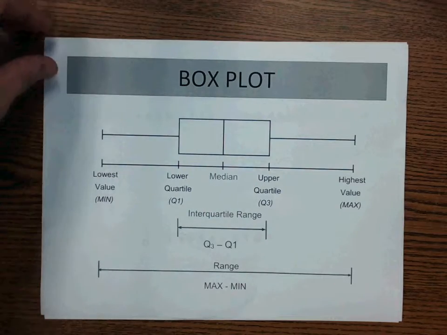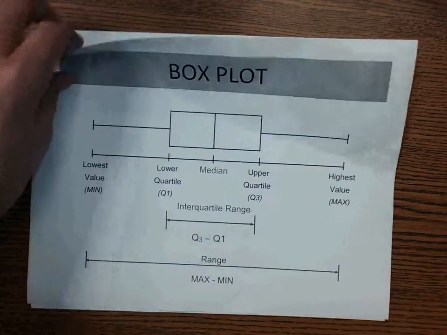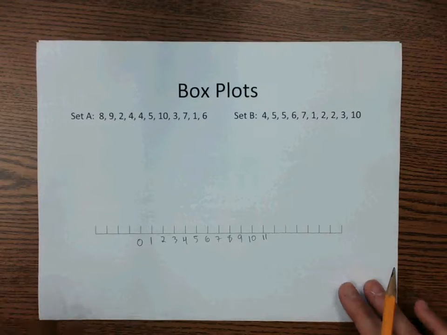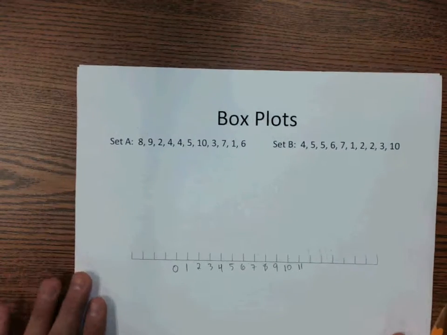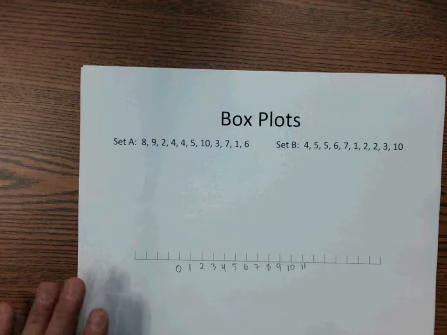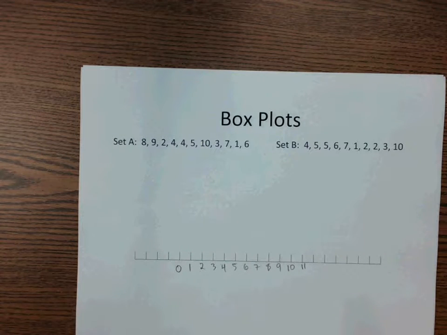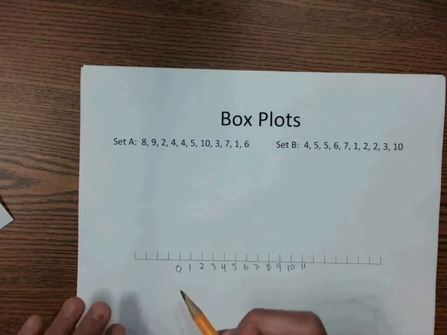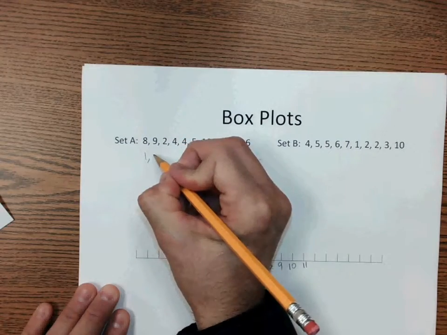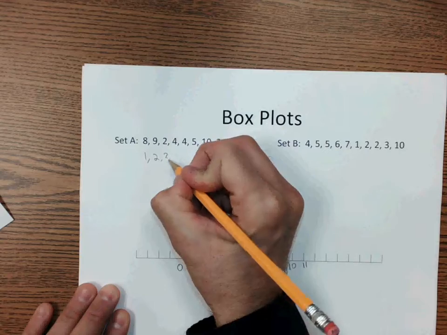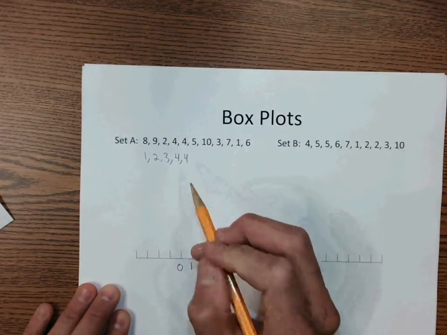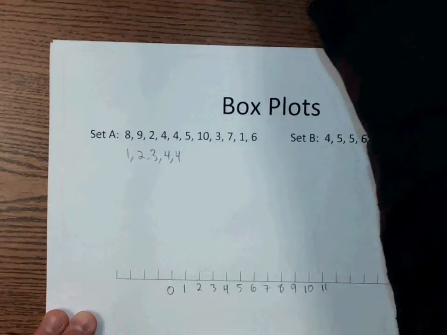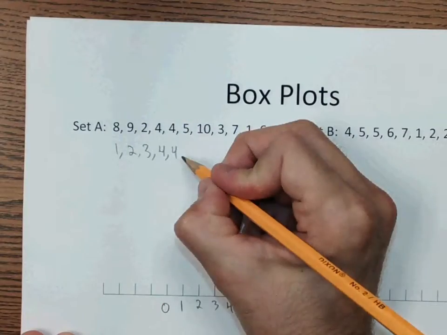So let's do an example. Here I've got two sets of numbers. We're going to focus on set number A. You see I've got 11 values there. The first thing you want to do when creating a box plot is put them in order of least to greatest. So I'm going to go ahead and do that now. If you have repeating numbers, make sure you list them as many times as you see them in the original set of data.